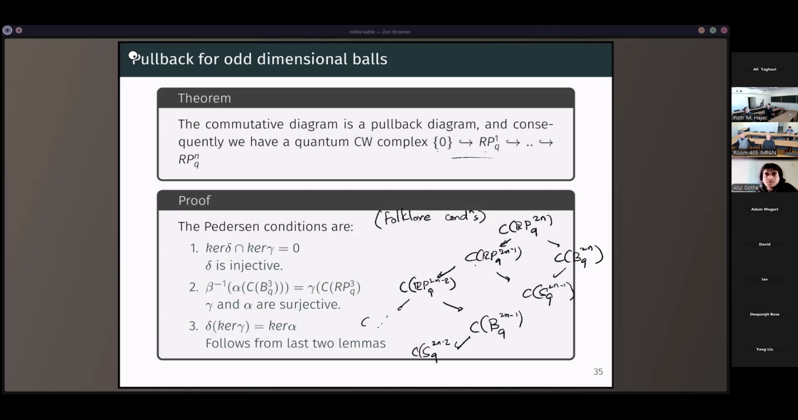Tomek? Yes, I would have two questions. The first question is about orientability. It's a classical property which distinguishes between even and odd dimensional projective spaces. So maybe I will ask another one, which is related.